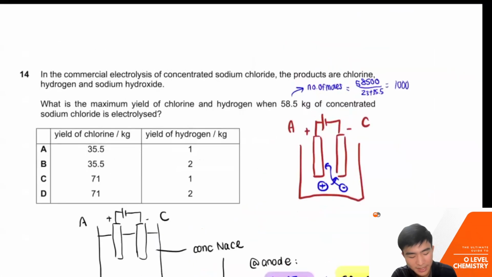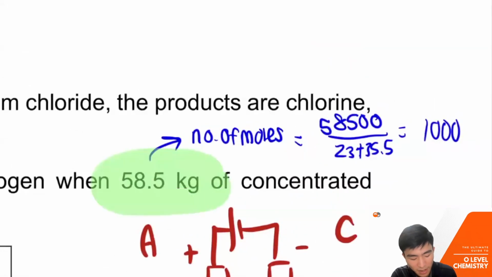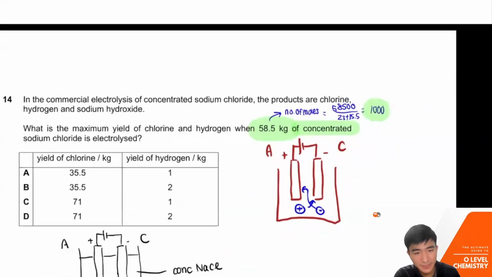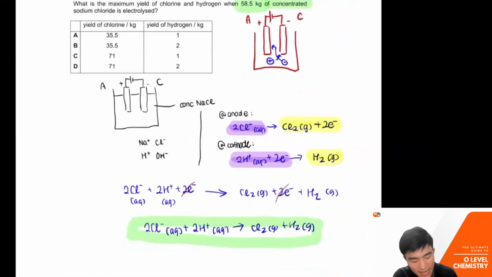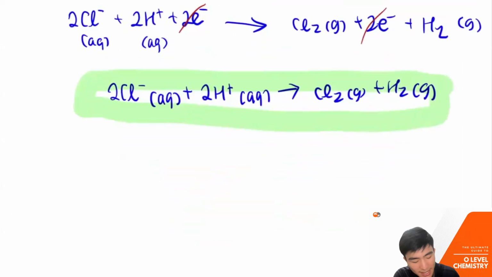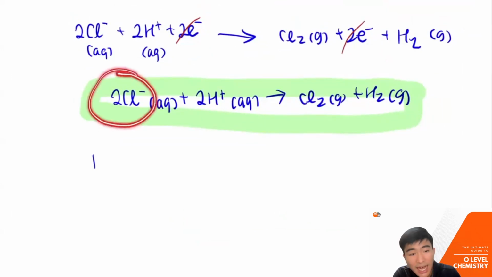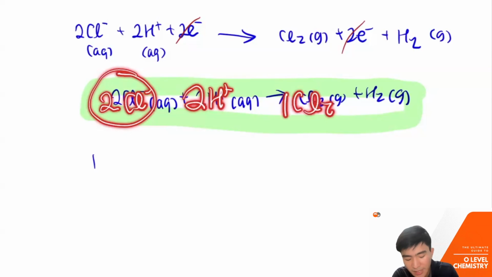Now, let's come back to here. The number of moles of sodium chloride is 1,000. Okay, 1,000, remember that number. Now, when I come down to here, I'm going to find the space. Can you see over here? In this equation, my mole ratio is 2Cl, 2H plus will give me 1Cl2 and 1H2. This is my mole ratio.